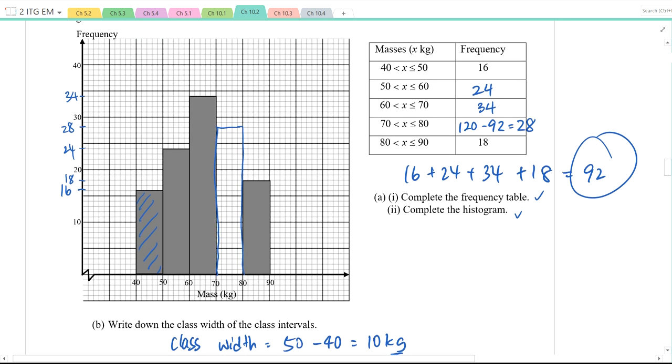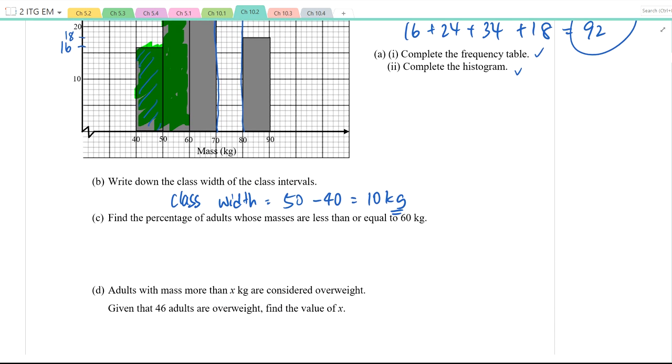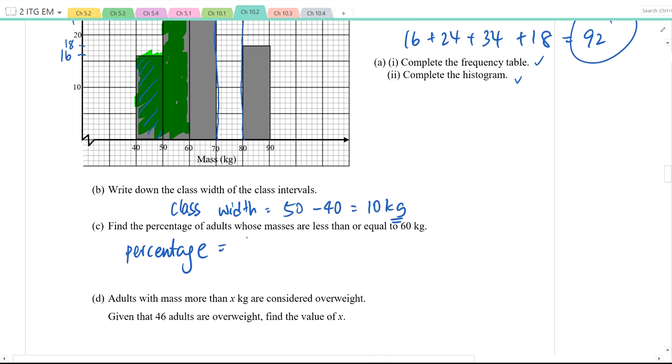Find the percentage of adults whose masses are less than or equal to 60 kilograms. From our histogram, we can tell that we require these adults. So that gives us 16 plus 24. That's the number of people. Then to convert it to a percentage, this is what we'll do. Percentage equals 16 plus 24 divided by total number of people times 100% to give us 33 and 1/3%. Do not round off since it is exact.